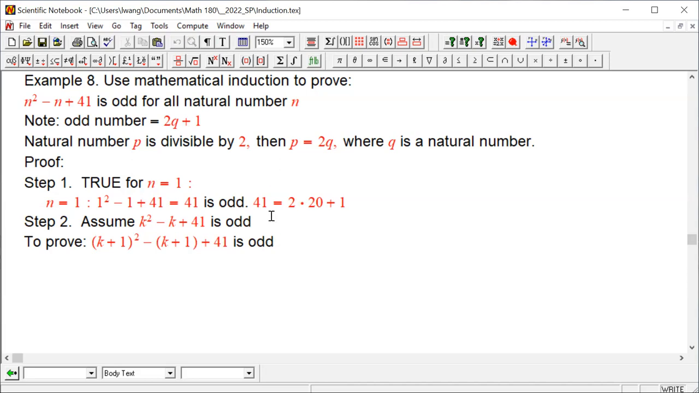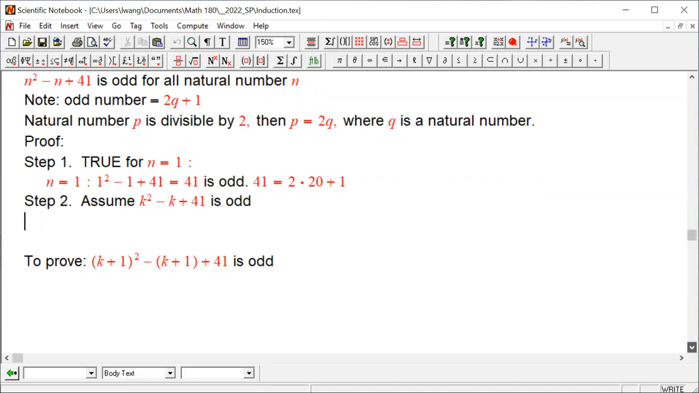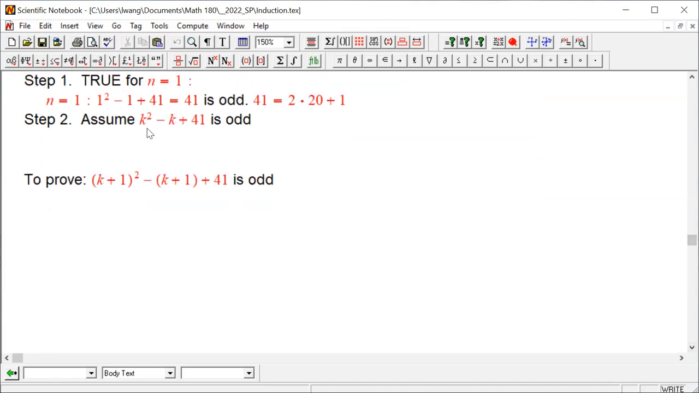Now, what does the assumption tell us? If this is odd, we're going to exploit this piece as an odd number, right? Since this is odd, that means it equals 2 times q plus 1, where q is a natural number. We don't know what it is, but we don't care. We just know it's a natural number.